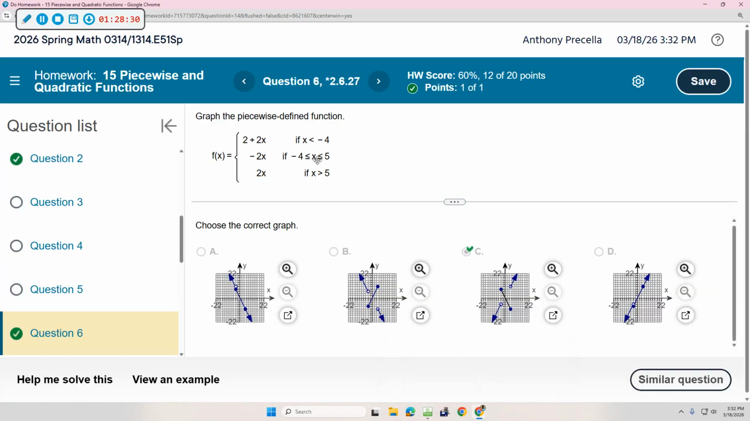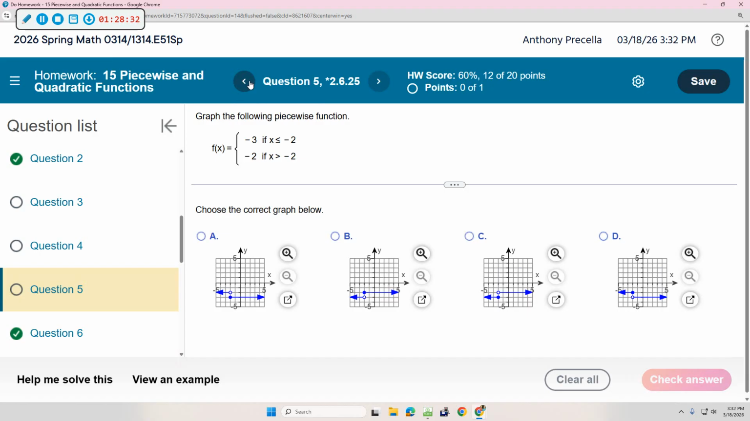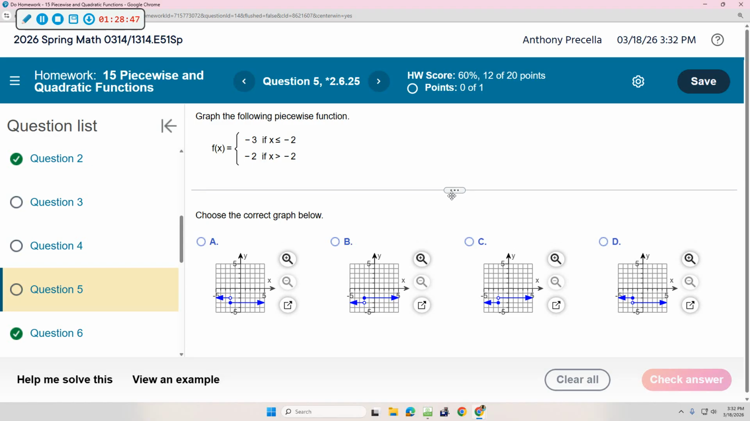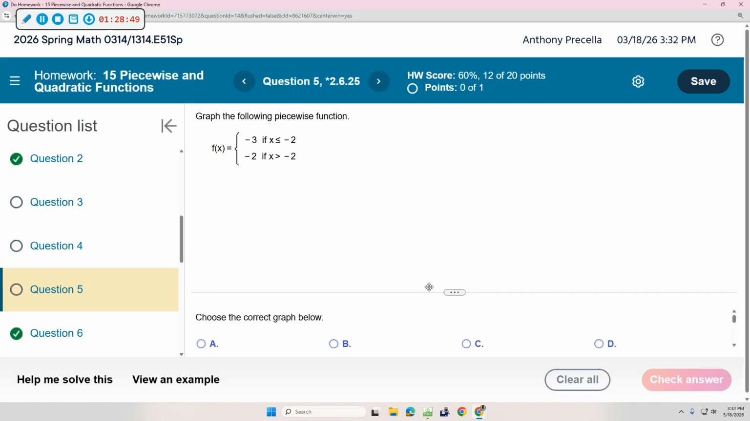Let's go back to number 5. Maybe this is a smaller function. And it is, okay? It's a two-piece function. They want us to graph f of x equals, the y value is -3 if x is less than or equal to -2, and it is -2 if x is greater than -2.